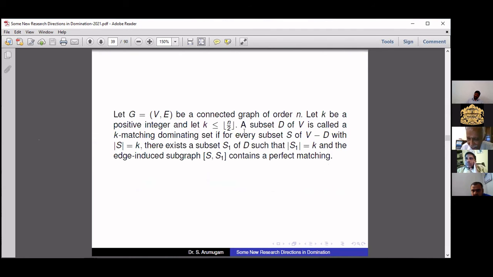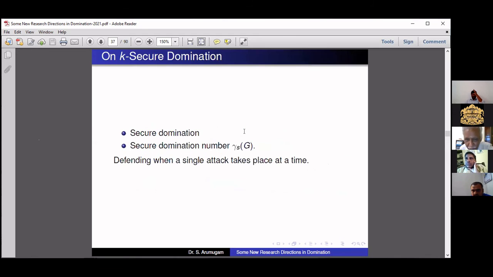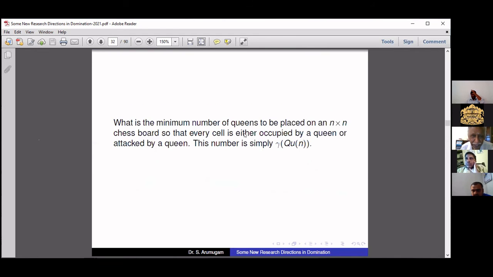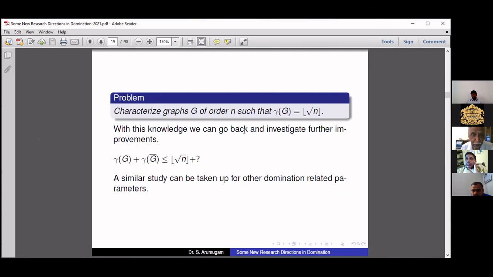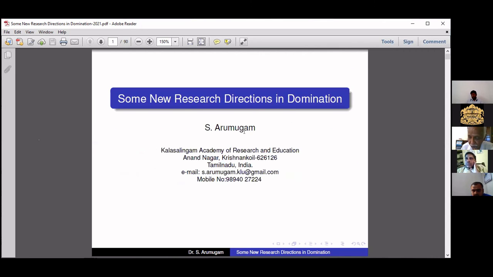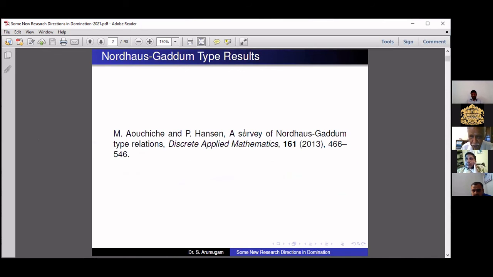There are so many other things. I think I'll wait for questions now, because I can't cover all the things now. It's a fundamental thing which I have done, of what's called Nordhaus-Gaddum type result. But then we shall not go through that. So shall we spend time on questions, or I will say a brief thing about this.